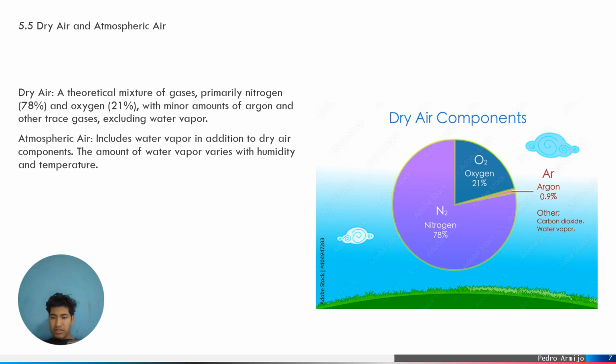Dry air is a theoretical mixture of gases such as nitrogen, oxygen, and argon, without water vapor. Atmospheric air, which we find in nature, contains water vapor, and its amount varies depending on humidity and temperature.